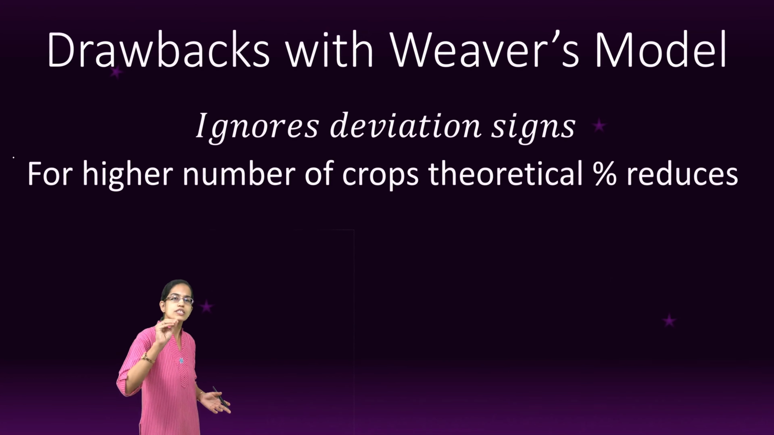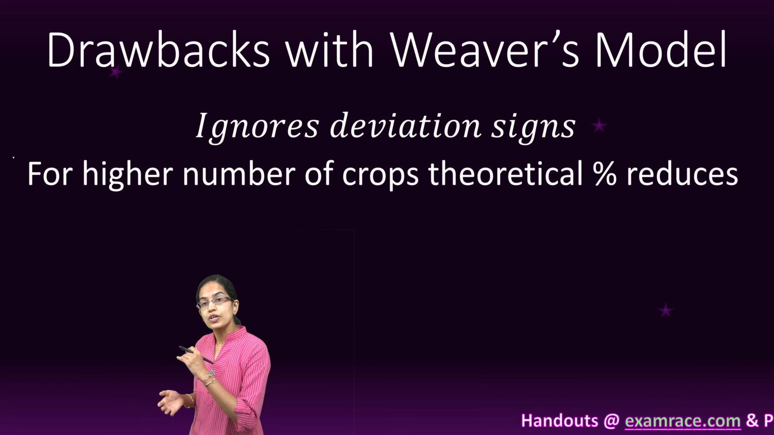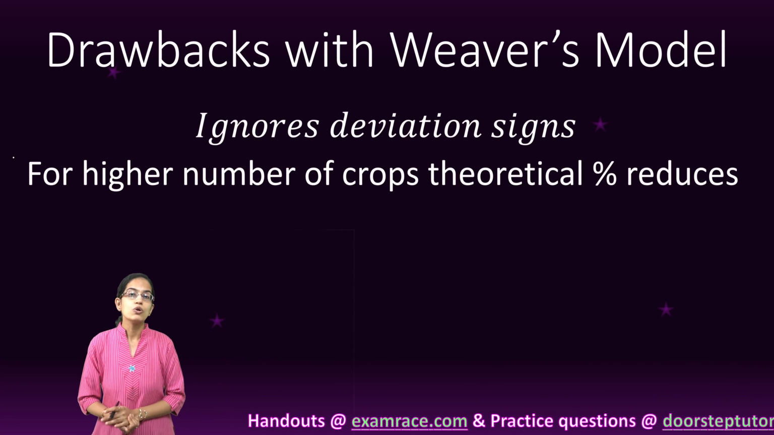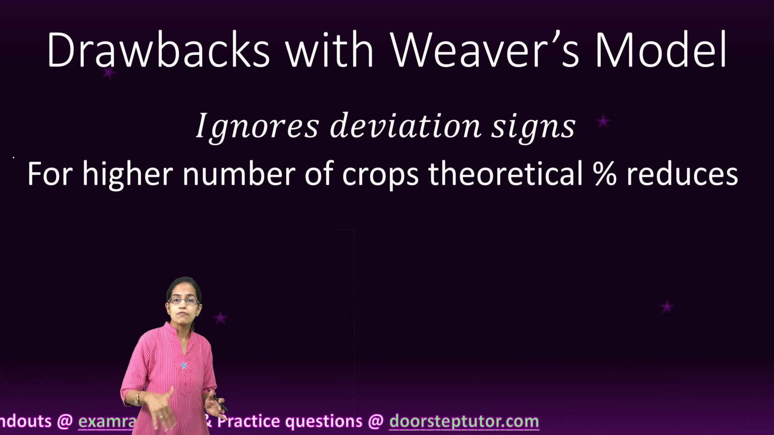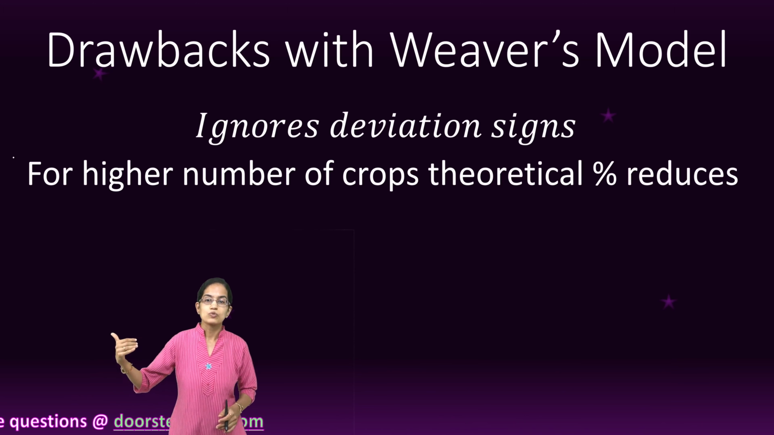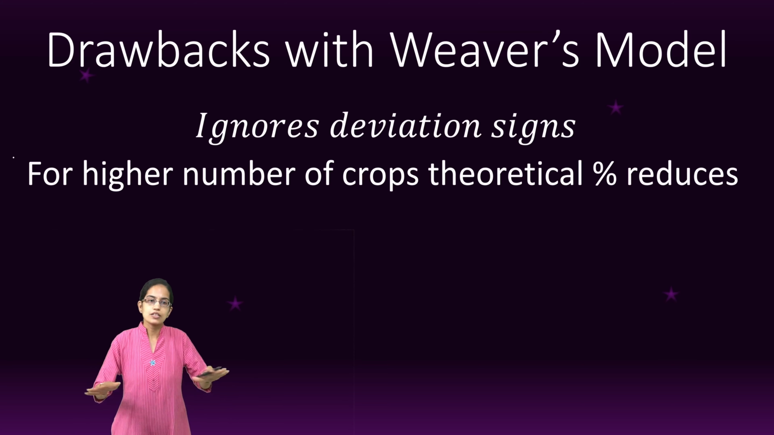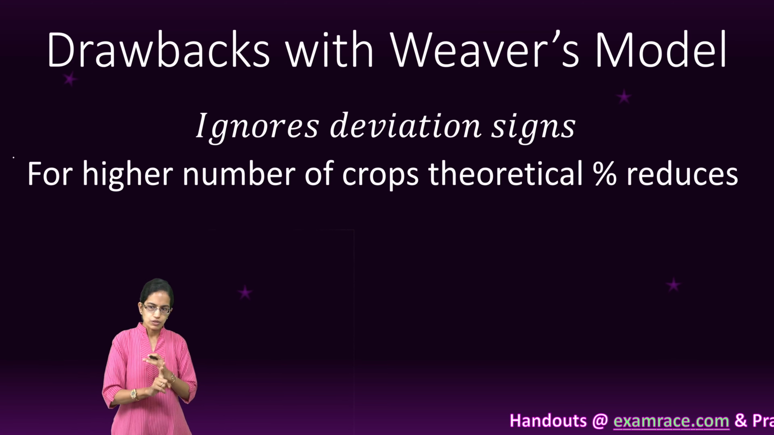Weaver's method was definitely very good, but it brought about a lot of criticism with it. The first criticism is that it ignores the deviation sign. As we took the square of the difference, the difference sometimes came out negative, sometimes positive, but Weaver ignored that because he took the square of the deviation. So that was one of the drawbacks.